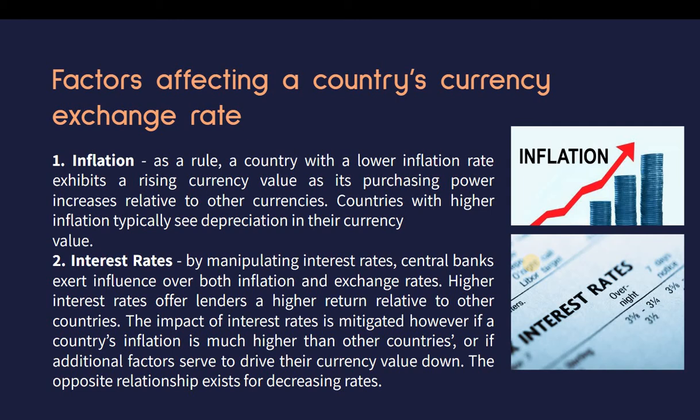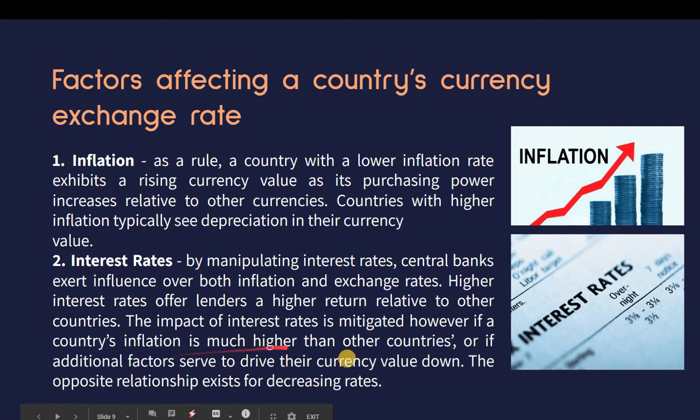Like for example, you have Bank A and Bank B. Bank A offers interest rates of 7%, while Bank B offers 9%. So if you're planning to have a higher return for your money, you would go for Bank B. Okay? Kasi they have higher interest rates. Okay? So the impact of interest rates is mitigated if a country's inflation is much higher than other countries, or if additional factors serve to drive their currency value down.